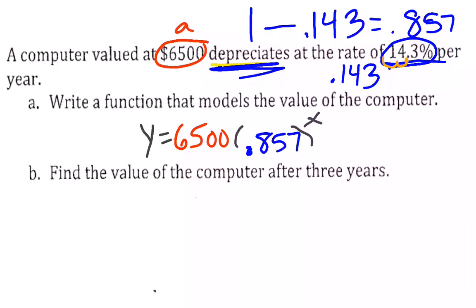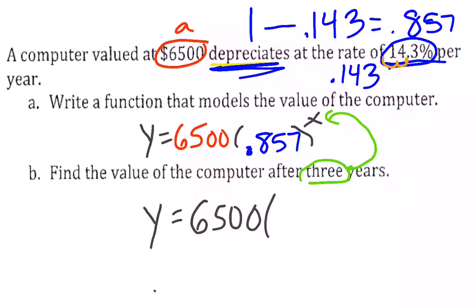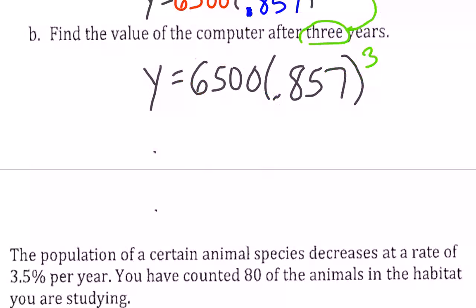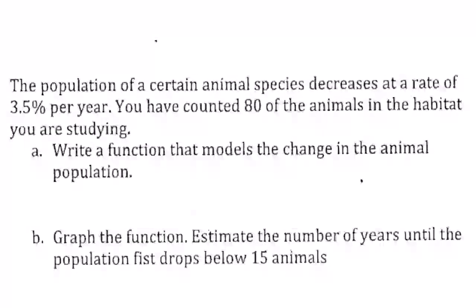Now, it says find the value of the computer after 3 years. That means plug in 3 for x. In other words, y equals 6,500 times 0.857 to the third power. Once again, we will figure this out tomorrow on the calculator, but it's going to be as simple as typing this in.